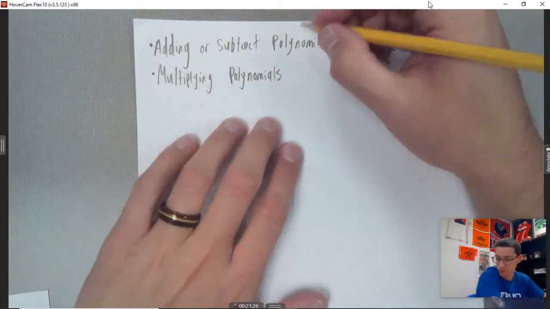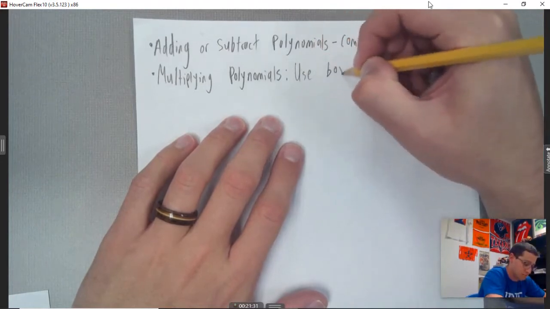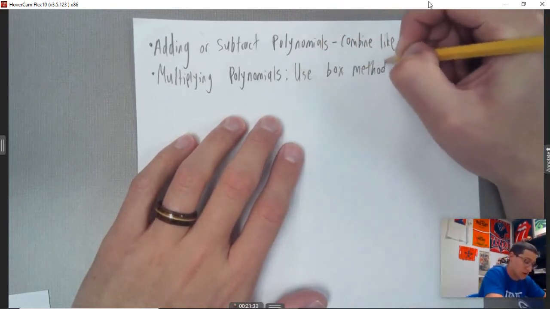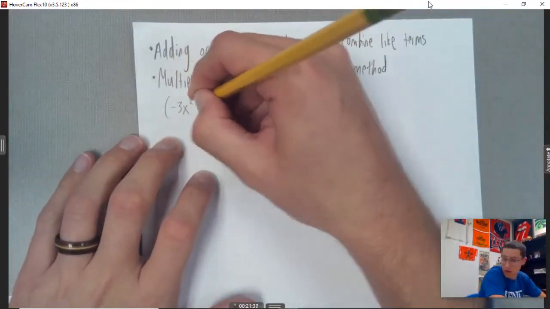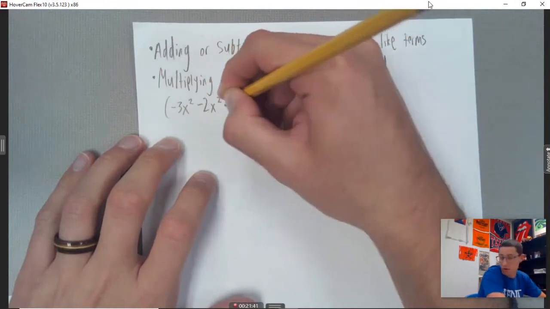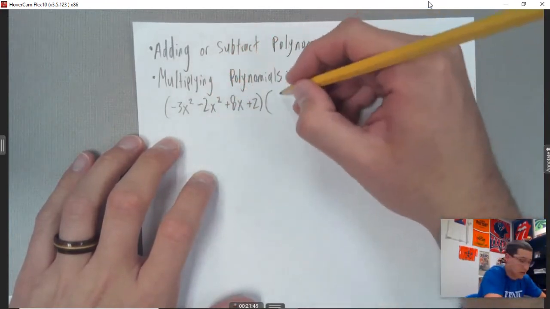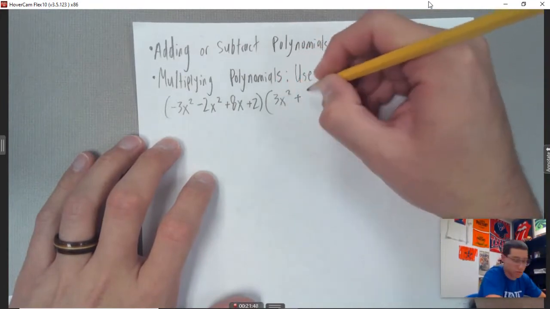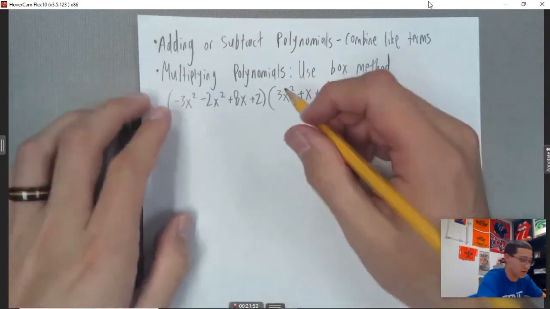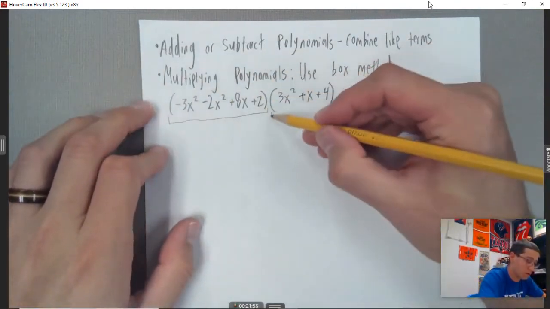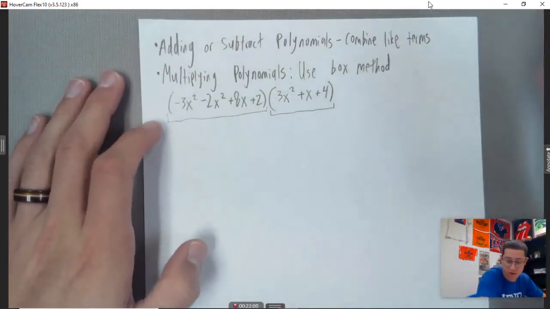Multiplying polynomials. Me personally, I like to use the box method, especially when they get a little crazy. So what if it was something like this? Negative 3x squared plus 2x squared plus 8x plus 2, and then times 3x squared plus x plus 4. So I see that we have a polynomial here and then a polynomial here, and we are asked to multiply them.